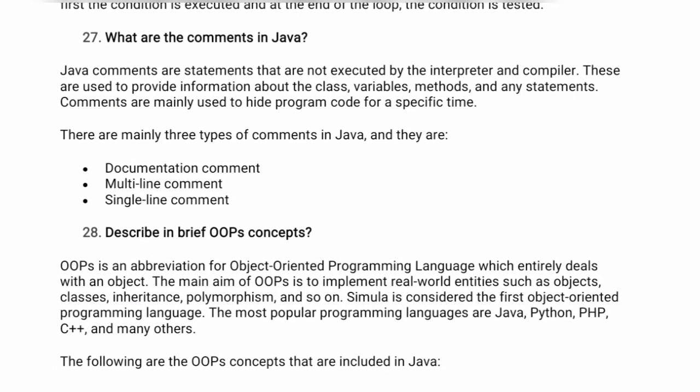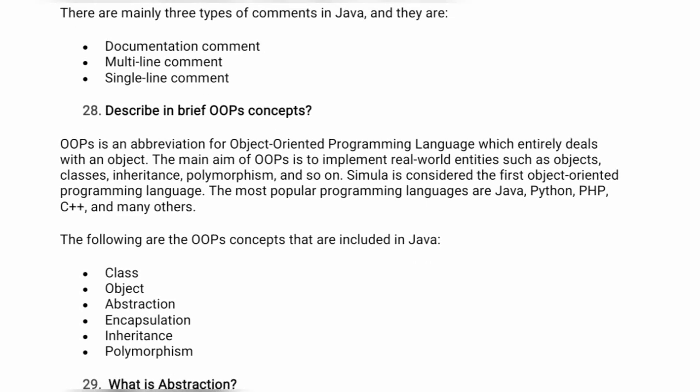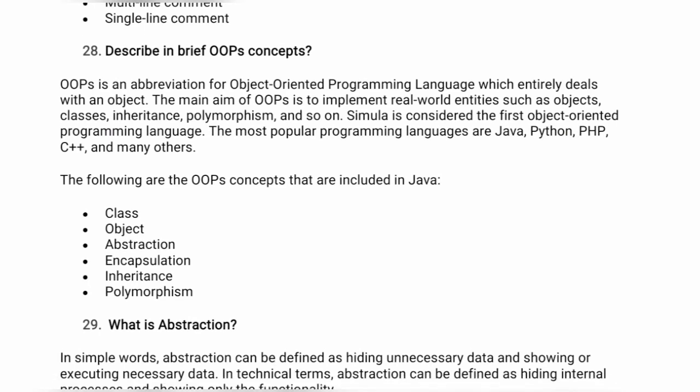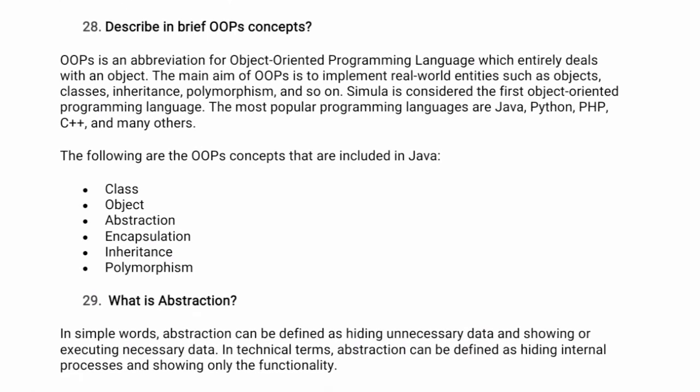Next, describe in brief OOPS concepts. OOPS means object oriented programming. Very important OOPS concepts. Object oriented programming language entirely deals with objects. The main aim of OOP is to implement real world entities such as objects, classes, inheritance, polymorphism, and so on. There are six important features of OOPS.